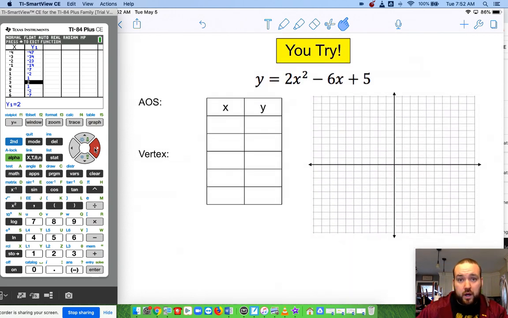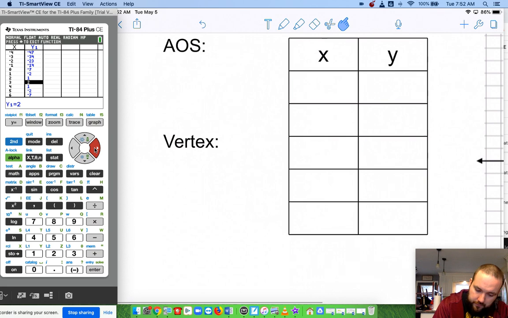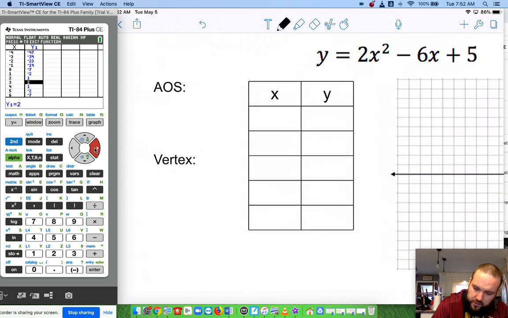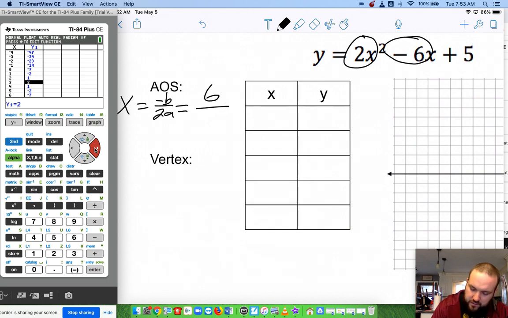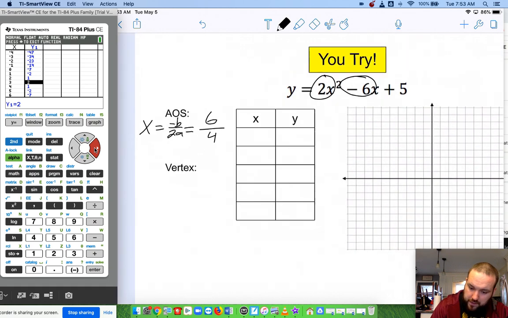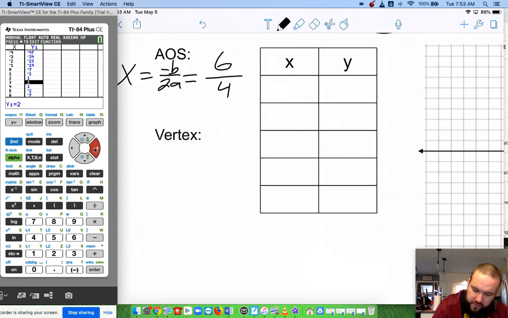Okay, go ahead, pause. Last thing we got to do before we summarize, go ahead and try graphing one of these things. So here I have the x value of the vertex is the opposite of b over 2a. B is negative 6, so it's going to be positive 6 divided by 2 times a, which is going to be 4. And then that will give me an x value of 1.5.